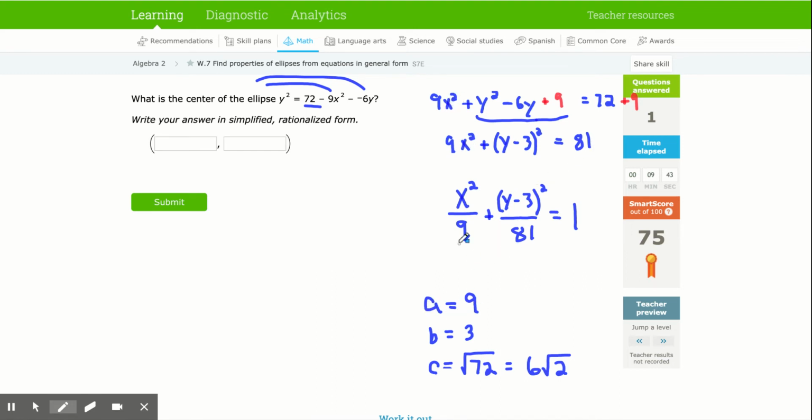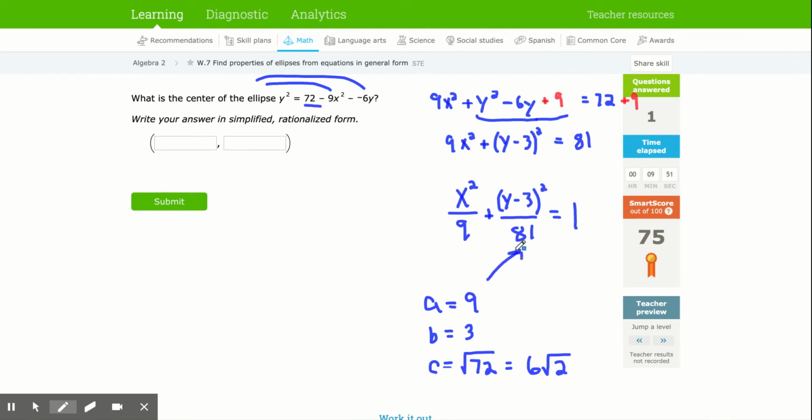That tells me my a value is 9. Yes, my a value is 9 because I square root the larger number. Square root of 81 is 9. My b value is 3. Square root of 9 is 3. And then if I needed to find the foci, I would do 81 minus 9, which is 72, and square root it, which reduces to 6 square roots of 2. Now I have the information.